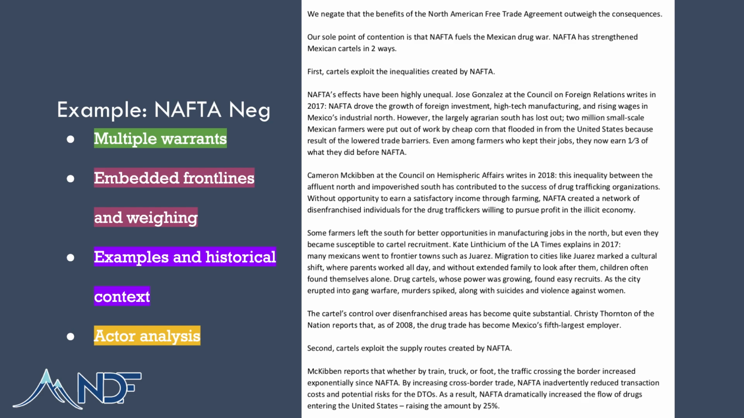So this was from two NATS ago. It was the U.S. or the benefits of NAFTA outweigh the harms. North American Free Trade Agreement. And this was our con case. NAFTA bad.